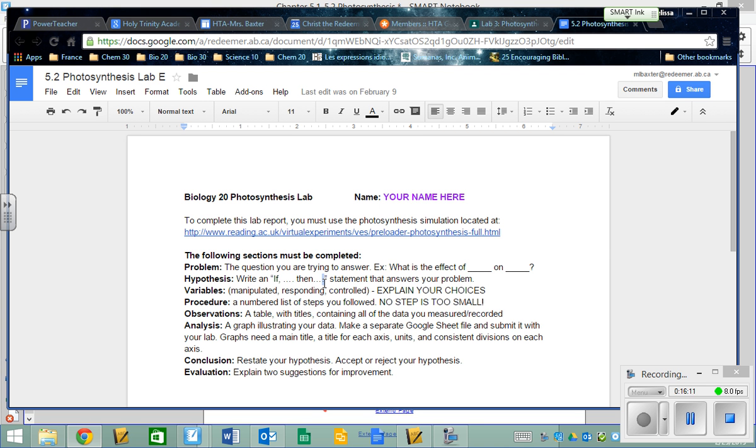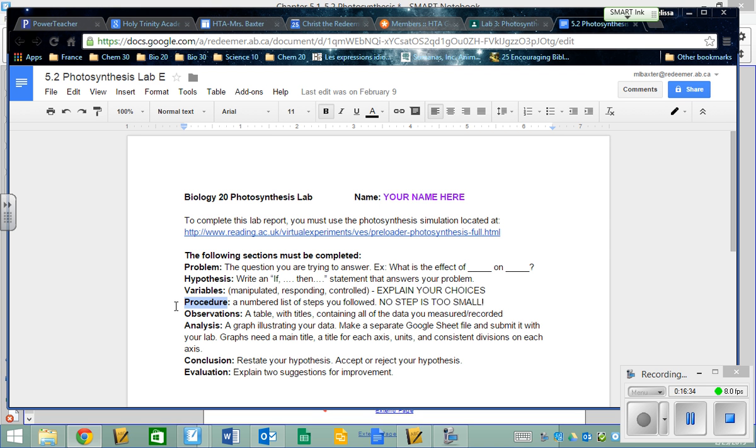The next thing that I'm asking you to do is to make a procedure. I'm not telling you exactly how you need to go about doing this. I'm going to give you some leeway in choosing, for example, how many times you're going to repeat it. I'm going to give you some leeway in which measurements you're actually going to use so that everyone's lab does not have to be identical.